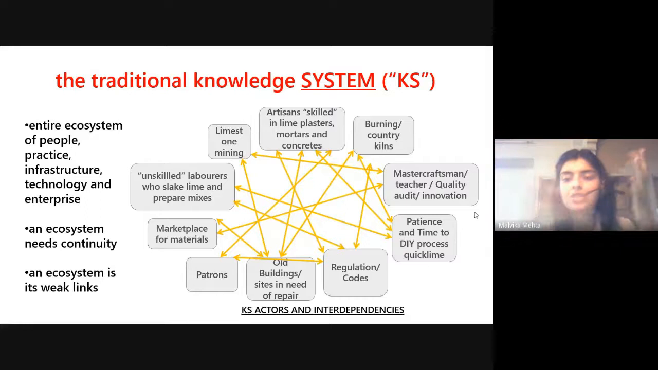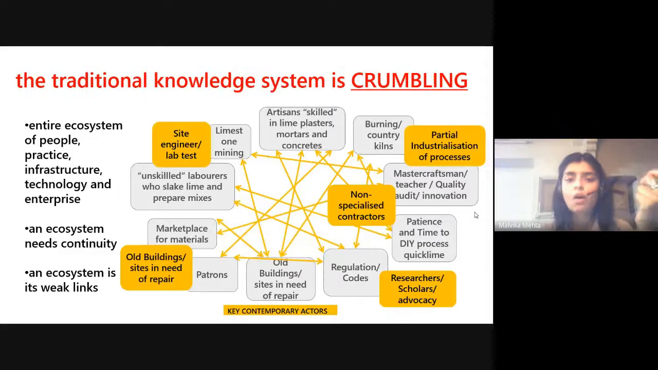So what I basically found is that the entire ecosystem and all the various actors, supply chains, time, workers, marketplace, all of that was crumbling. And while there were a few new contemporary actors that had woven themselves into our construction processes today, as far as lime goes, the people, practice, infrastructure, technology, all of it, they were crumbling. And the effect of that was that I was left with poor quality material, uncertain quality material, which is even sometimes worse than poor, because no specifications, none of the tools that I'm used to using as an architect to audit work happening on site.